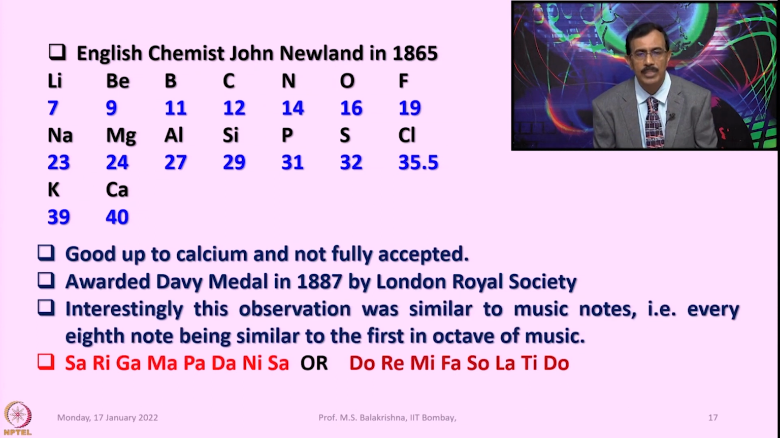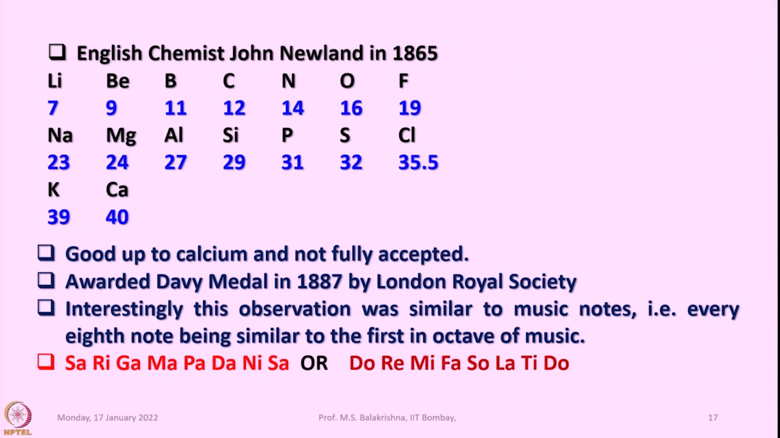Interestingly, this observation was similar to music notes, that is, every 8th note being similar to the first in an octave of music. For example, if you look into Indian classical music, we have Sa, Re, Ga, Ma, Pa, Dha, Ni, Sa, it repeats, and in the same way in Western classical music we come across Do, Re, Mi, Fa, Sol, La, Ti, Do, like that. So, on the same basis John Newlands proposed the law of octaves.